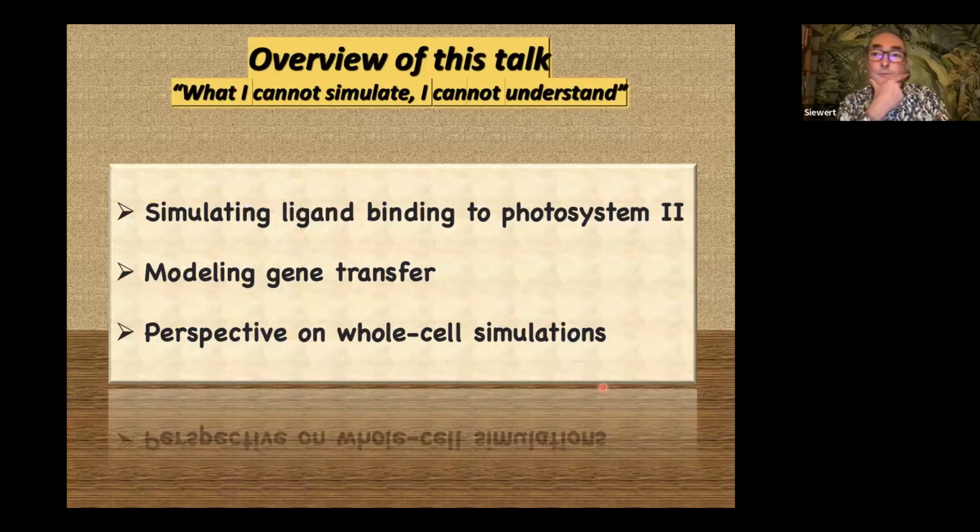Okay, so overview of the rest of the talk. I will give 3 application areas, examples of applications that we've done, simulating ligand binding to the Photosystem II complex, then modeling of gene transfer, and then finally, as promised, a perspective on how we reach the whole cell scale.